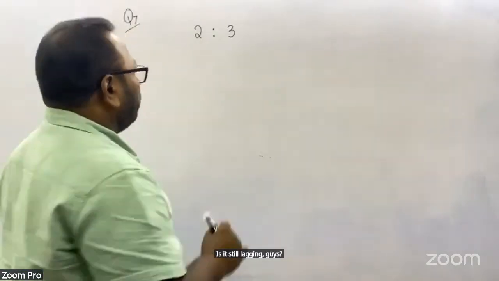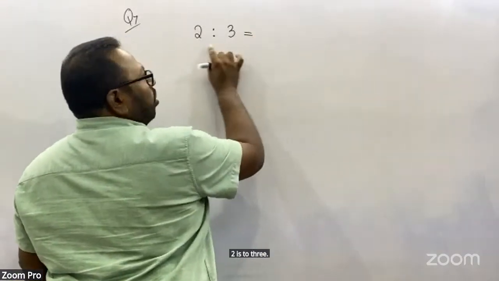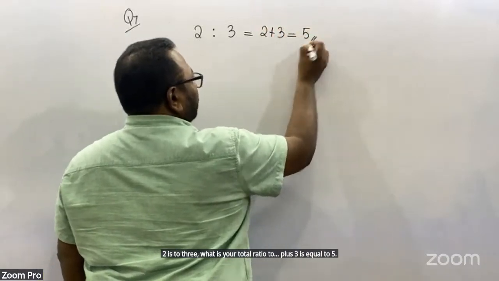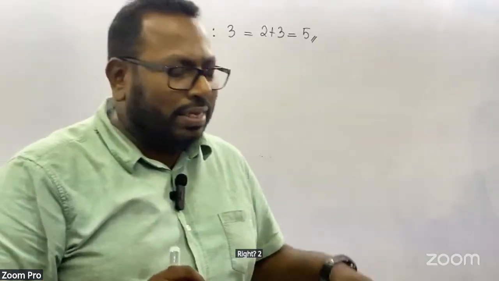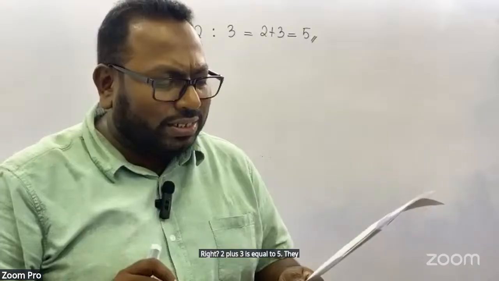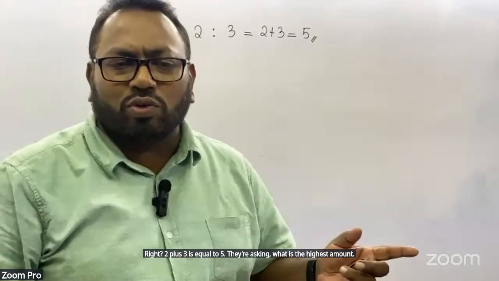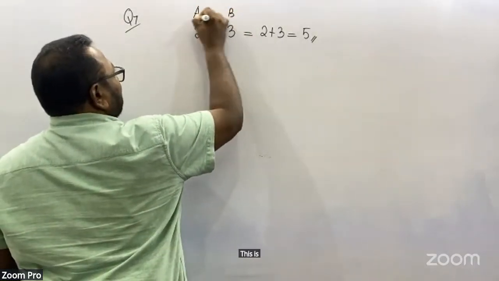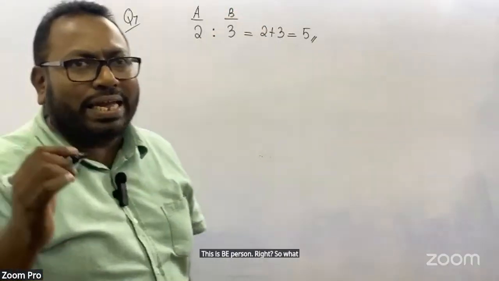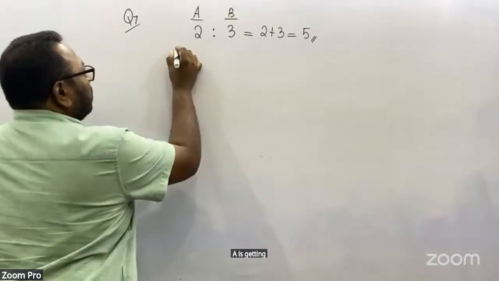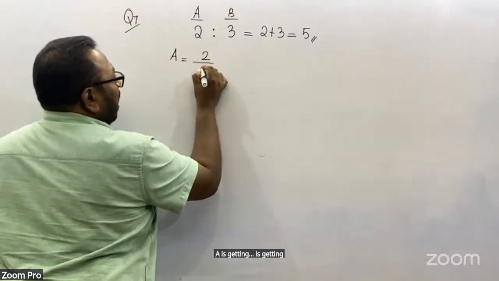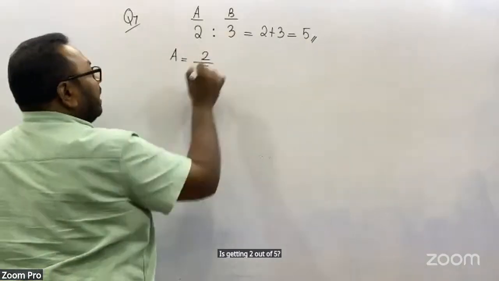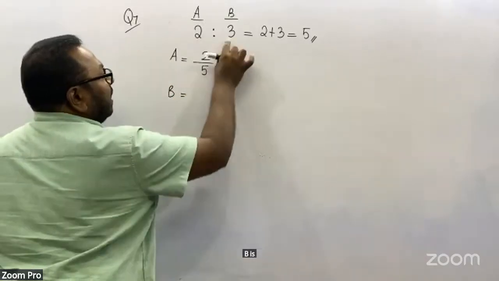No? Okay. 2:3. What is your total ratio? 2 plus 3 is equal to 5. They are asking what is the highest amount one person is going to get. So we'll say this is A person, this is B person. So what is A getting? A is getting 2 out of 5. How much is B getting? B is getting 3 out of 5.